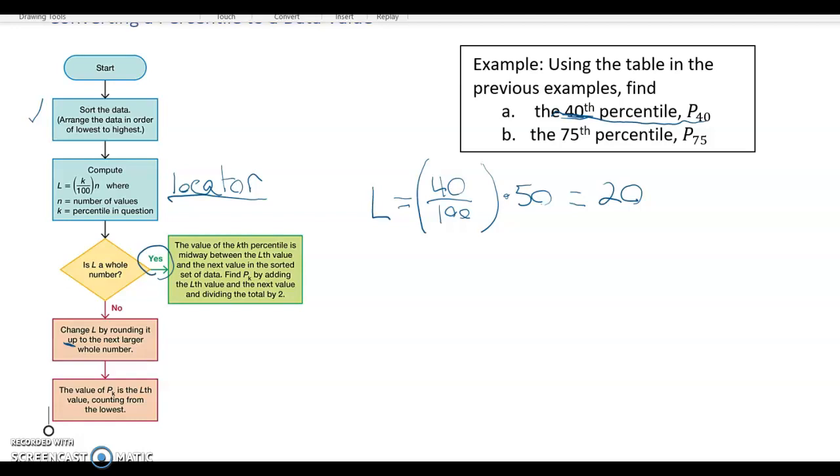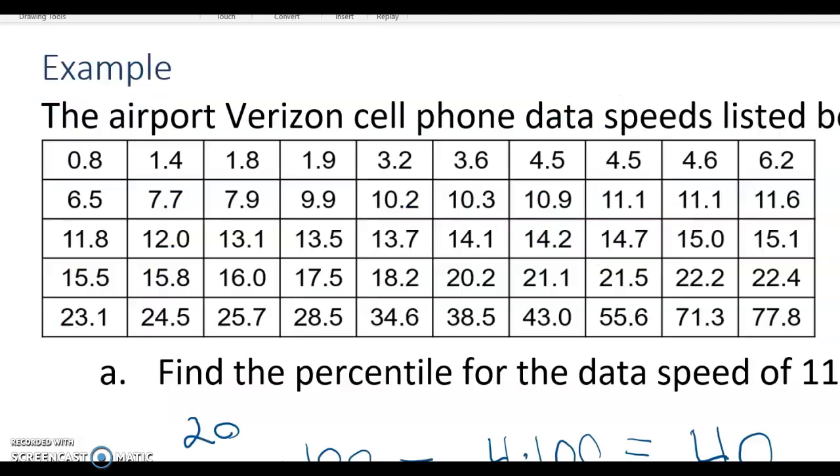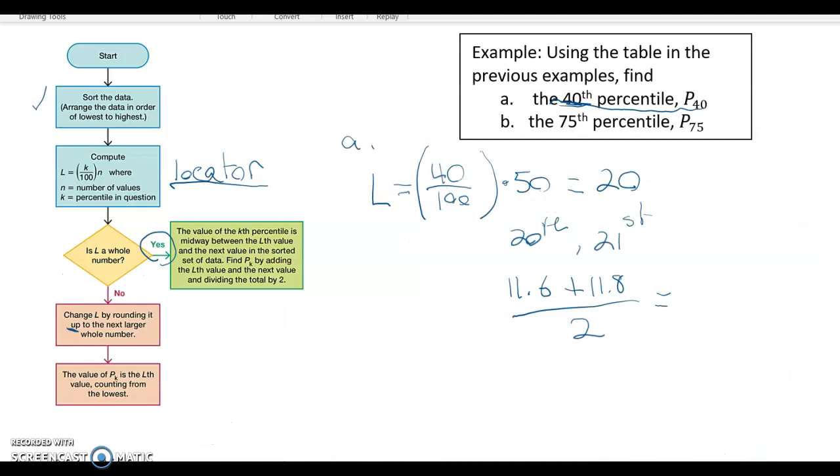So the value of the kth percentile is midway between the 20th value and the 21st value, and we're going to find the mean of those two values. So let's look at our table. Note the 20th value is 11.6 and the 21st value is 11.8. So we need to find the mean of those two numbers. Calculating the mean, we get 11.7. So the 40th percentile is 11.7.